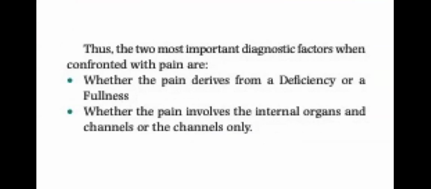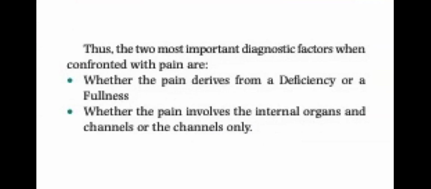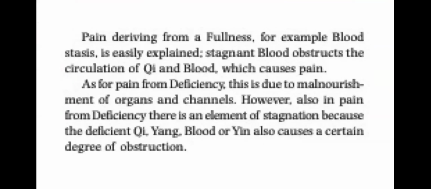Thus, the two most important diagnostic factors when confronted with pain are whether the pain derives from a deficiency or a fullness, or whether the pain involves the internal organs and channels or the channels only. Pain deriving from a fullness, for example, blood stasis, is easily explained. Stagnant blood obstructs the circulation of qi and blood, which causes pain. As for pain from deficiency, this is due to malnourishment of organs and channels.